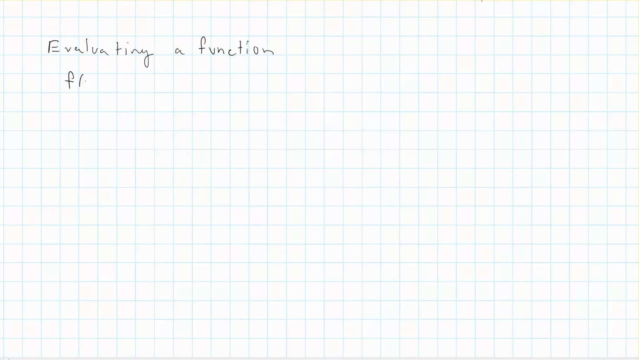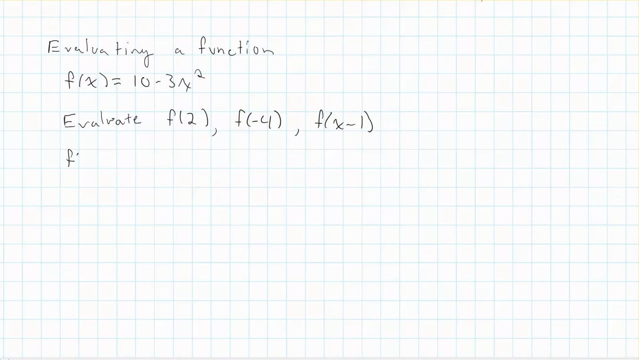So let's look at a function, and we're going to start with f at x is equal to 10 minus 3x squared. And then the directions are going to be to evaluate f at 2, f at negative 4, and then f at x minus 1. Now, when we see f at 2, this is literally meaning substitute 2 in for x and evaluate.